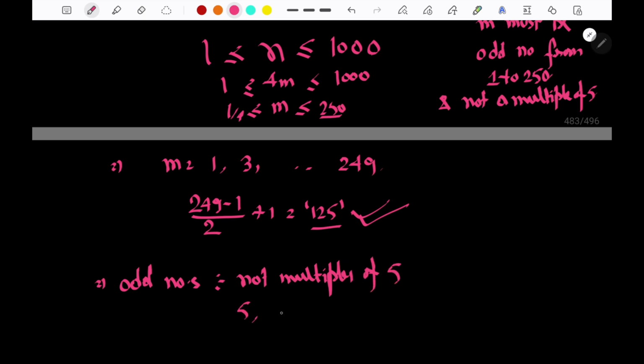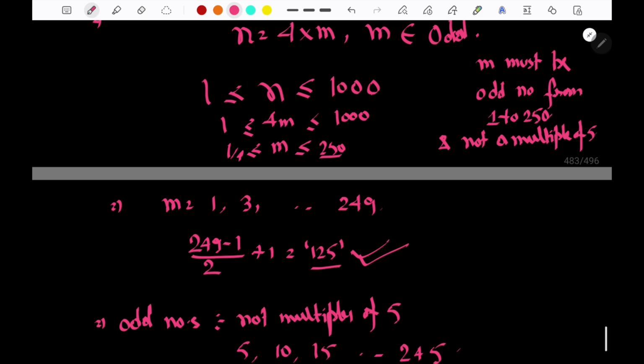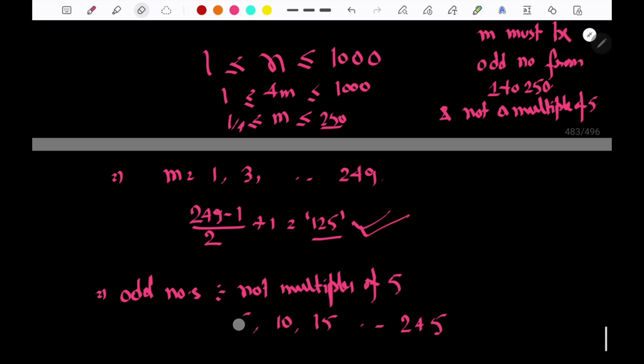So what are the multiples of 5? 5, 10, 15, and this can go till 245. Why? I am talking of odd numbers till 250, but we are not going to include 250. Because we are only talking of odd numbers, we can't choose 10. So basically here we are going to choose only odd numbers that are multiples of 5. So basically 5 will be there, 15 will be there, 25 will be there, and so on.